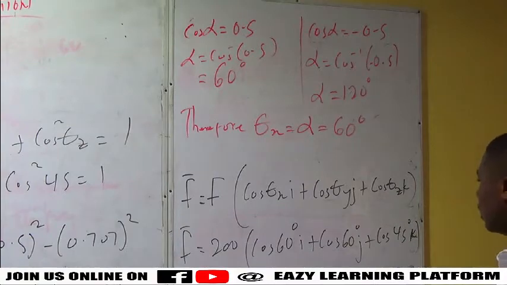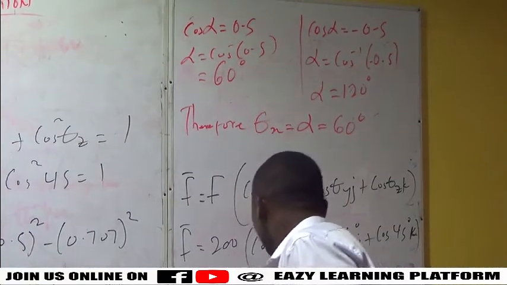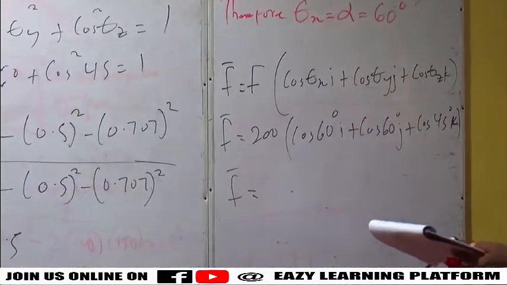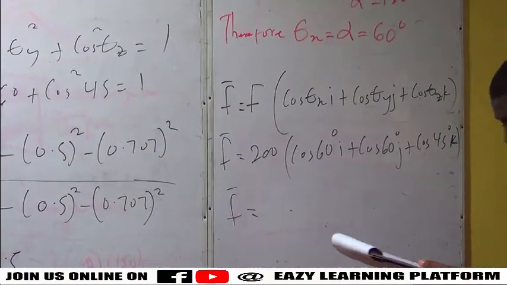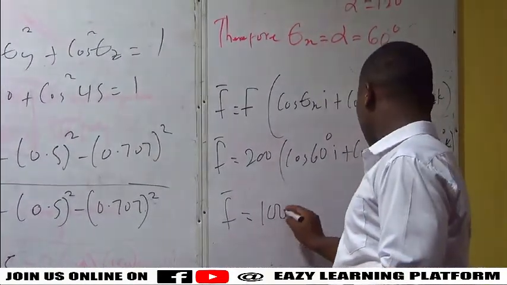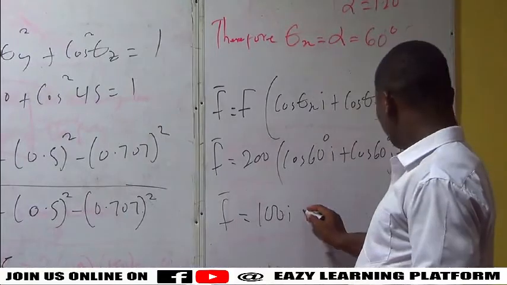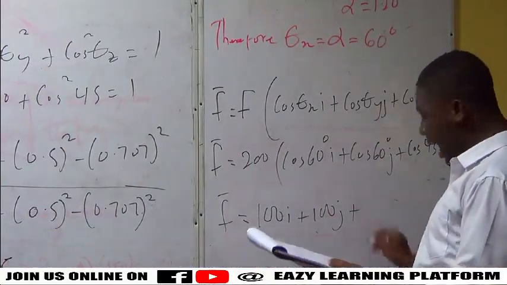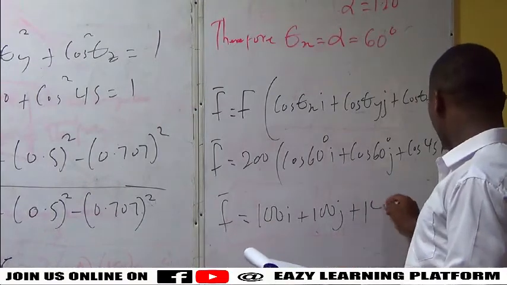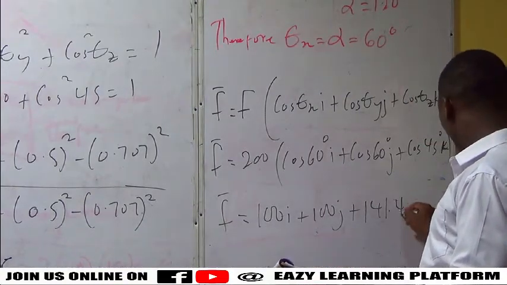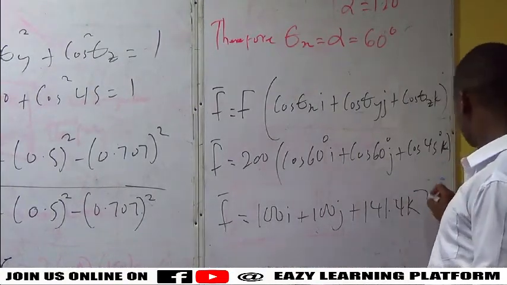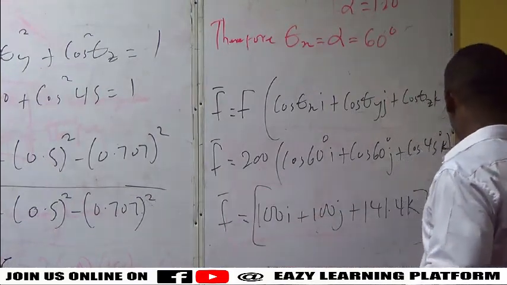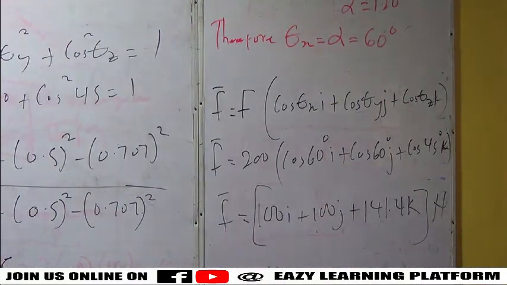So what is our force vector? Our force vector now becomes 100i plus 100j plus 141.4k kilonewtons. So we have found the force vector.